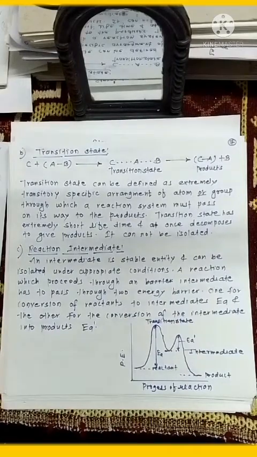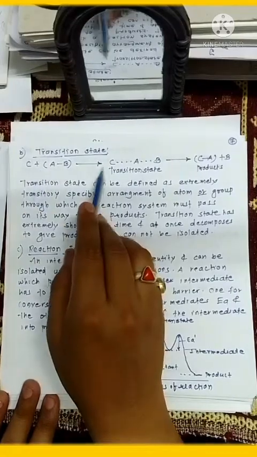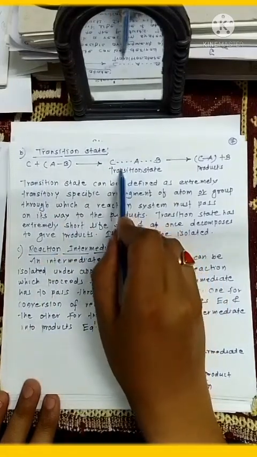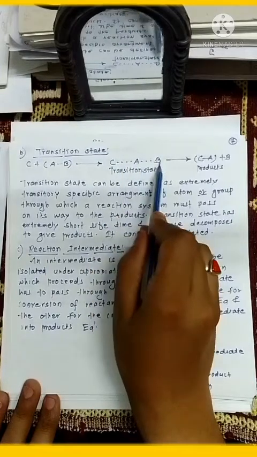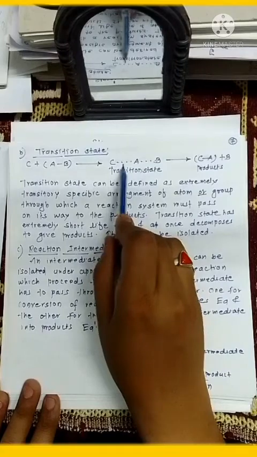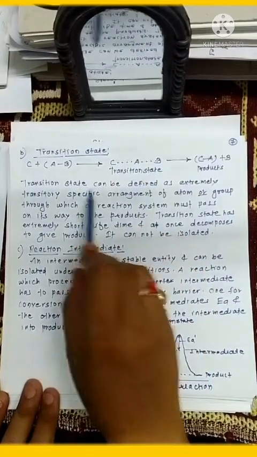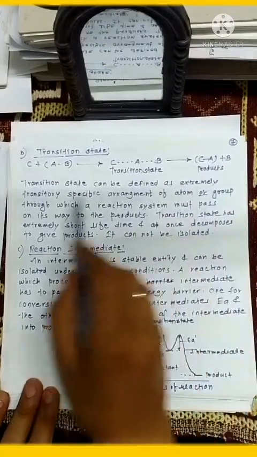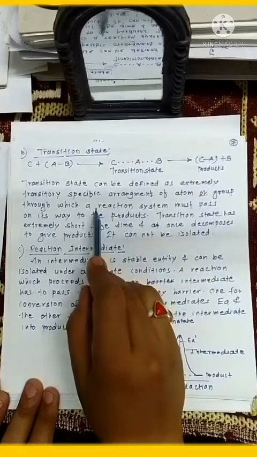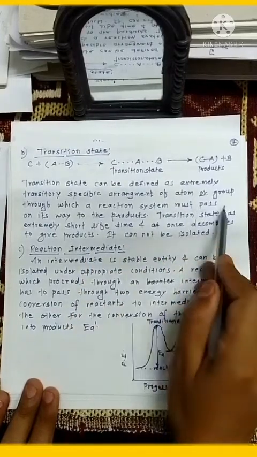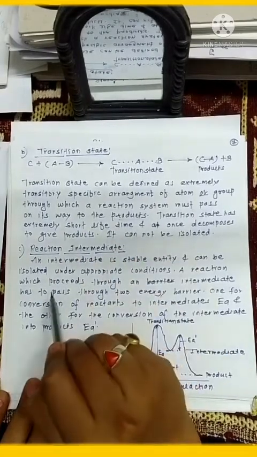Now we are going to discuss transition state. Just see this reaction. In this reaction, these are three atoms, that is C, A and B. They are joined by dotted lines. What does it mean? Transition state can be defined as an extremely transitory specific arrangement of atoms or a group through which a reaction system must pass on its way to give the products.